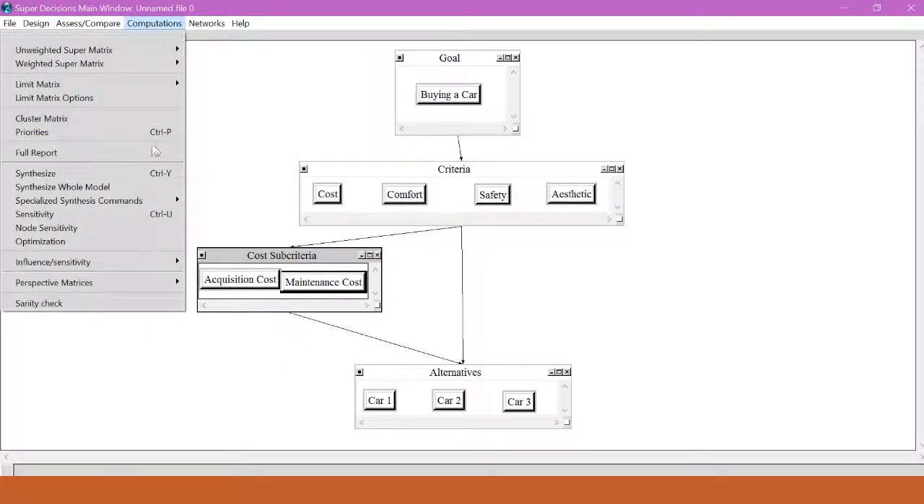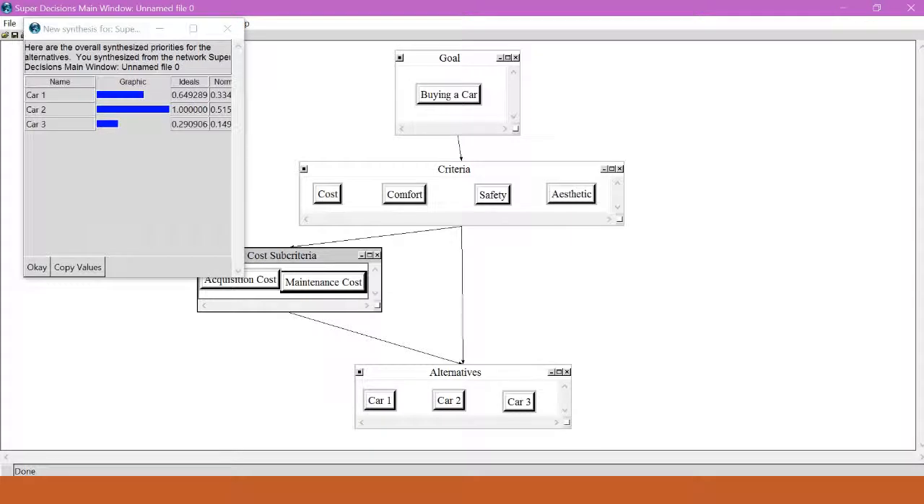Okay, so now I have the rating scales with respect to each of the alternatives, and I can go ahead and synthesize the model like I did before. And there you go. So even with the subcriteria factored in, car 2 is the most preferable option out of the three.